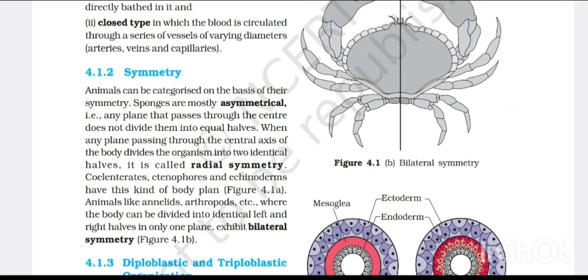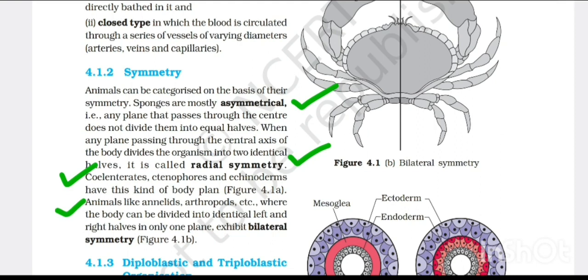Then what is body symmetry? Animals can be categorized on the basis of their symmetry. Sponges are mostly asymmetrical. They do not have any body symmetry. That is, any plane that passes through the center does not divide them into two equal halves. When any plane passing through the central axis of the body divides the organism into two identical halves, it is called radial symmetry. Coelenterates, ctenophores and echinoderms have this kind of body plan.